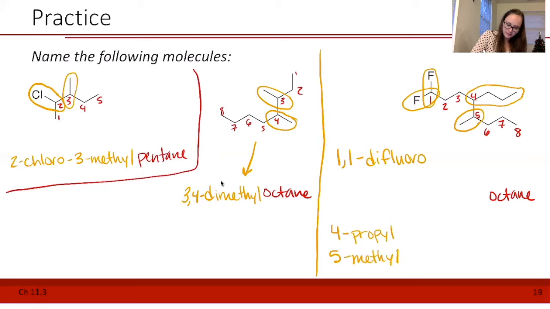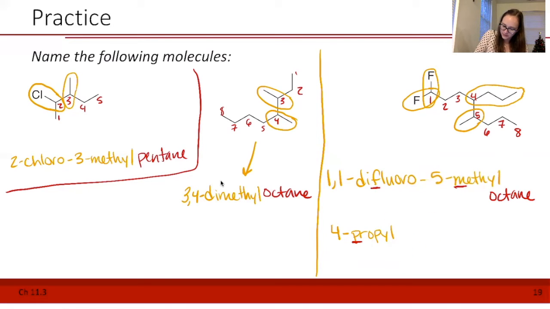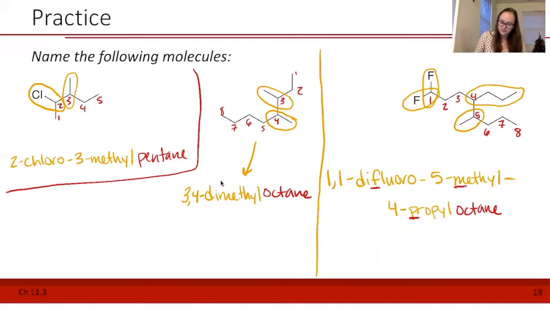So to put these in ABC order, remember that the di or tri does not count in our assessment of our ABC order. So we have F, P, and M. It looks like fluoro comes first in the alphabet, I hope, if I did my alphabet correctly. So we have 1,1-difluoro. Next is 5-methyl. M comes before P. I don't think this will all fit on one line, guys, but that's okay, we can do 2 lines. And then for propyl, we're going to add our dash here. So the final answer for this one is 1,1-difluoro, 5-methyl, 4-propyl octane. It's a mouthful.